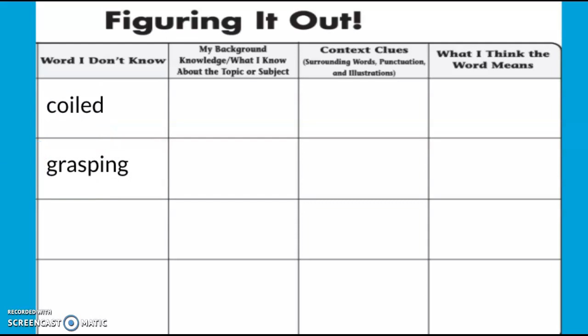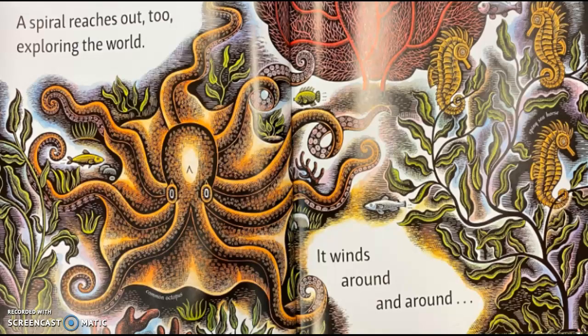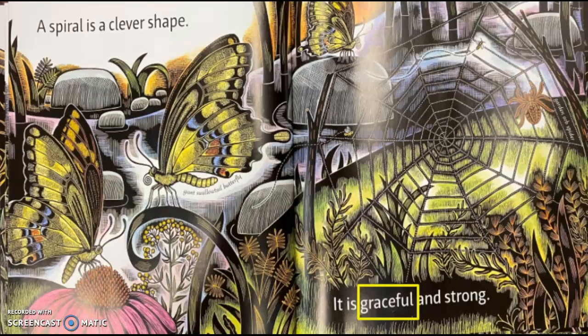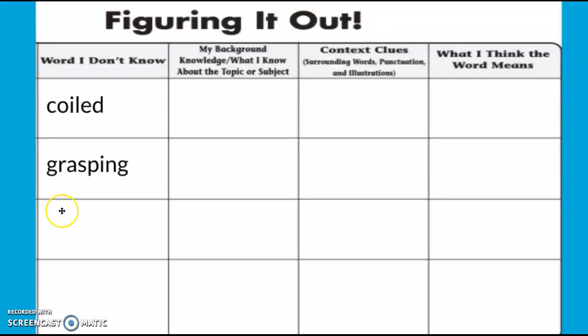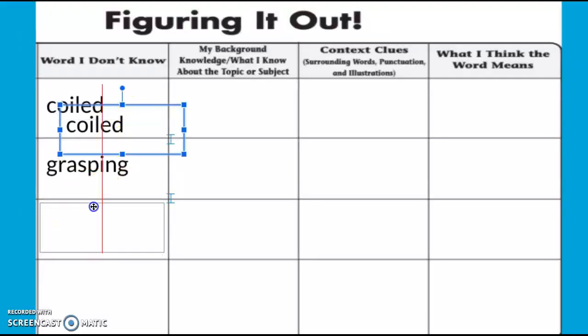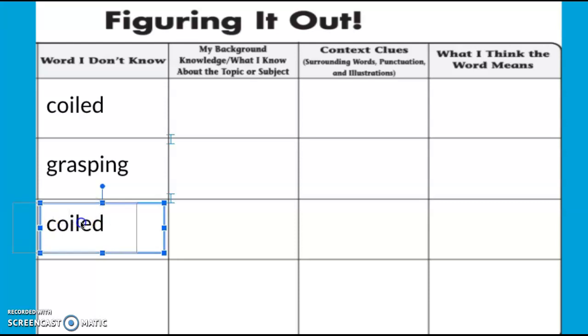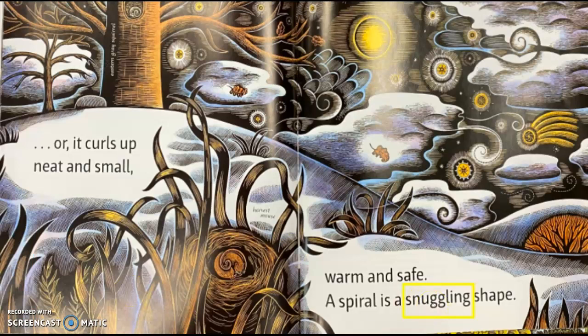And then I'm going to go back to our text again. We have grasping there, and graceful. That was the third word, graceful, that we weren't sure of. So we'll put graceful into our chart. And then finally, on our last page, we have the word snuggling.